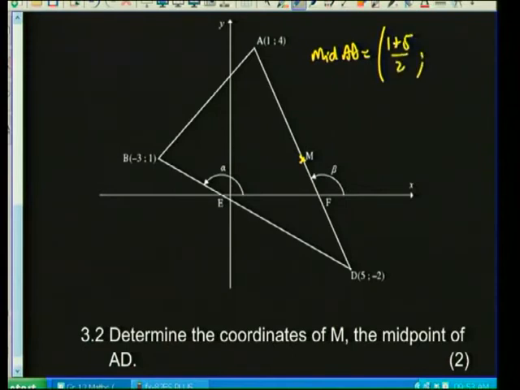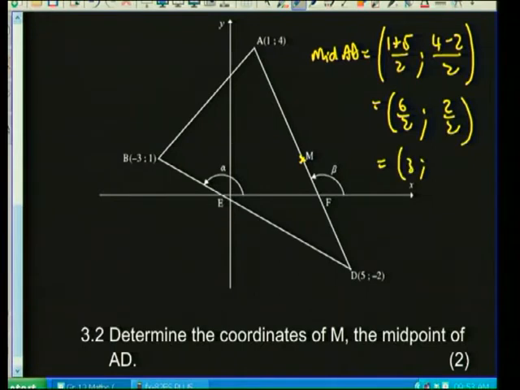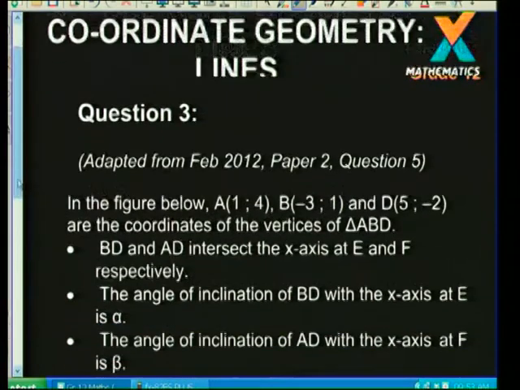And then I'm going to sum the y's, which then is going to be 4 plus minus 2 all over 2. Let's go simplify. I'm getting 6 over 2, and I'm getting 2 over 2. And so this particular point then is going to be 3, 1. Okay, easy peasy, lemon squeezy. Another 2 marks in the bank. Next question. Here we go.